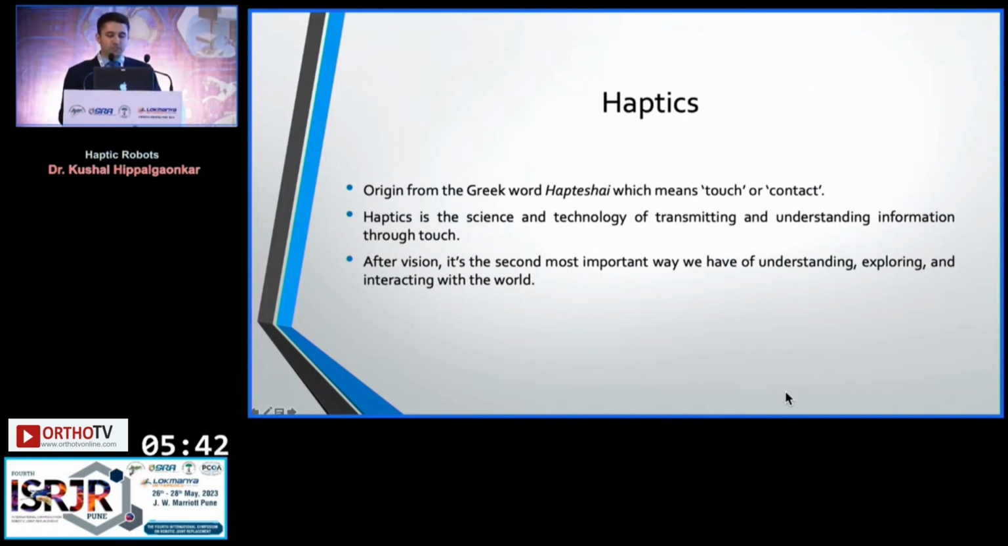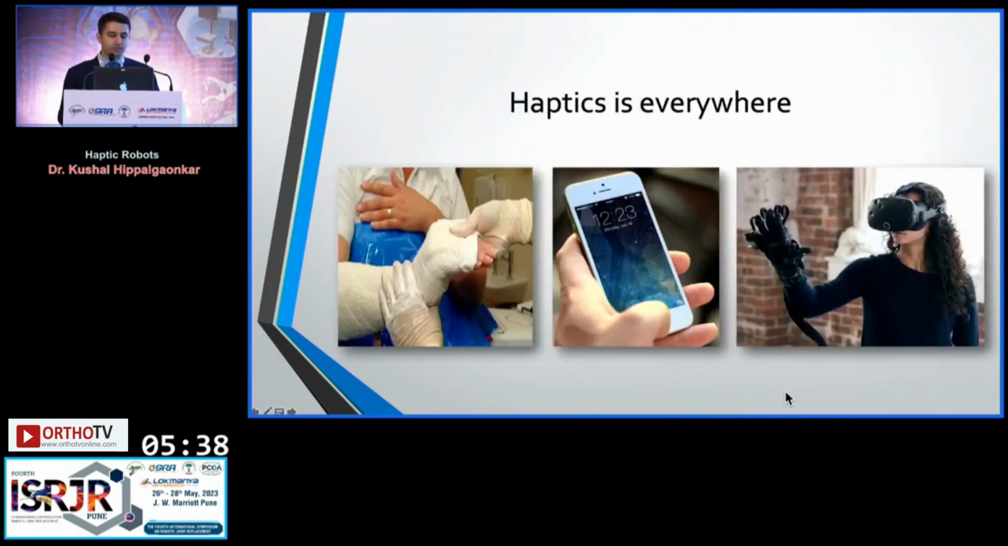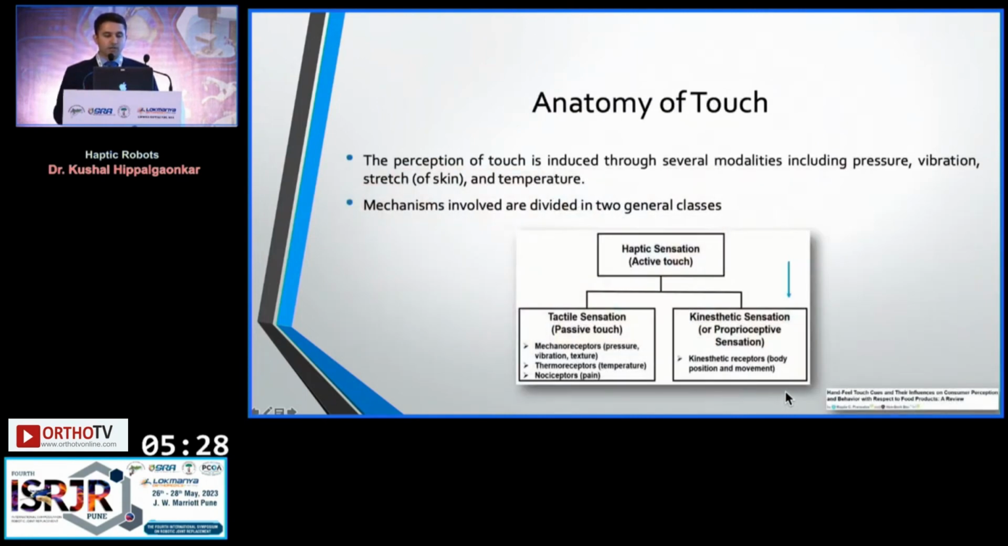After vision, it's the second most important way we have of understanding, exploring and interacting with the world. So it's just not new to robotics or something. Haptics is something that we use every day, everywhere. So the feel of a plaster, the feel of this button on the phone, all of these are part of the haptics. And when you go to the anatomy of it, the perception of touch is induced through several modalities, including pressure, vibration, stretch, and temperature.